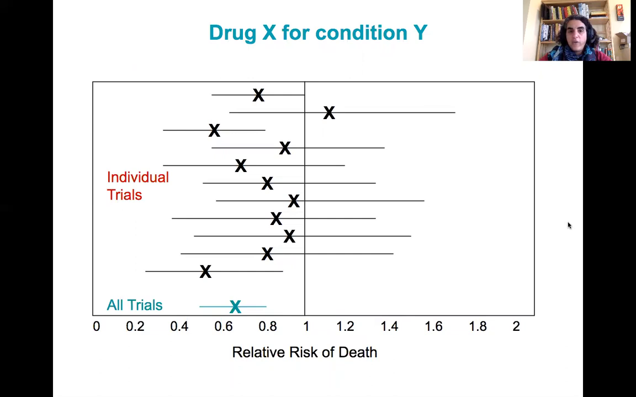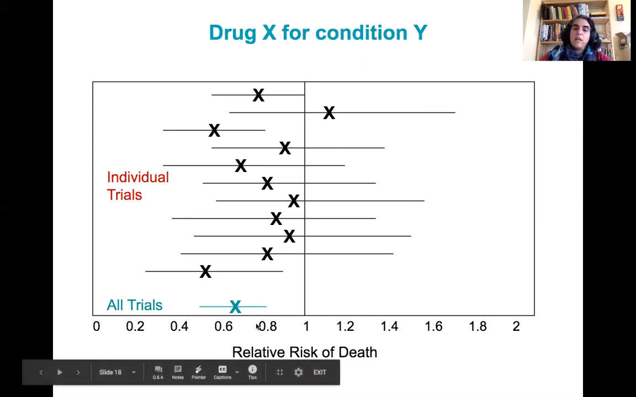Here's just another example where, again, individual studies might not be very convincing. Those are very large confidence intervals. But when we combine them, we get a nice small confidence interval, which is clearly on a single side of one.